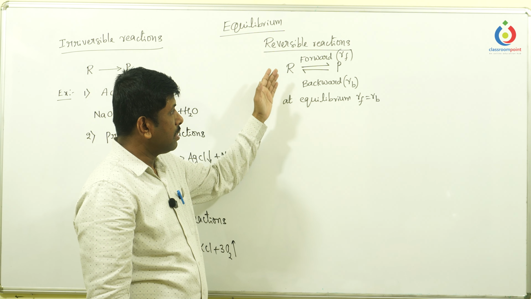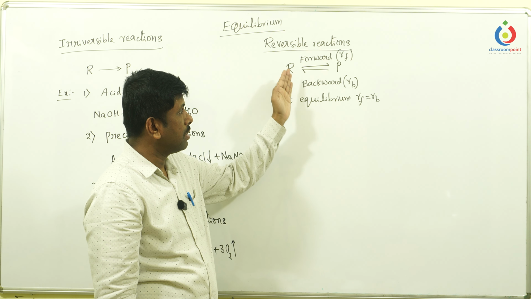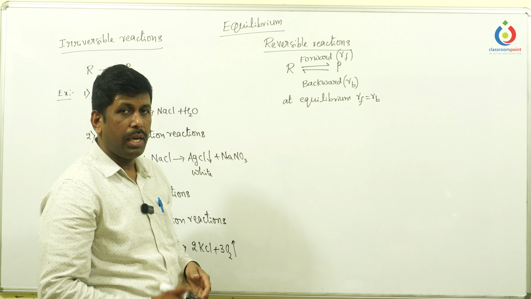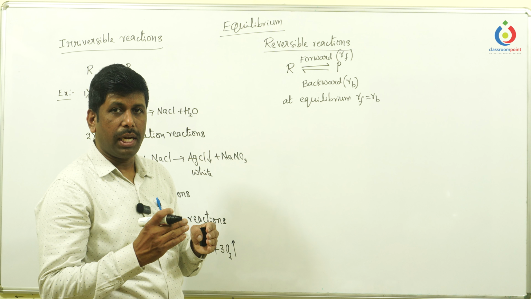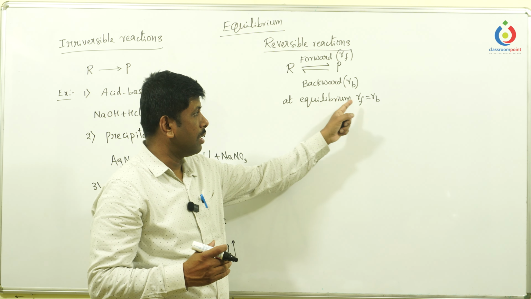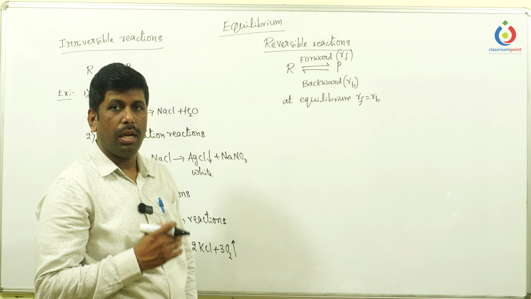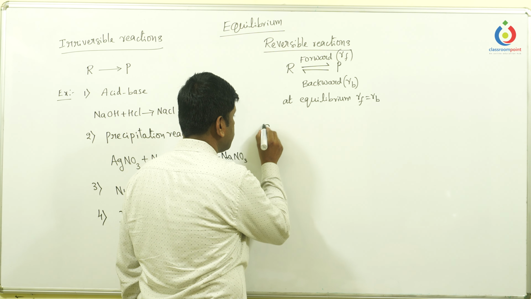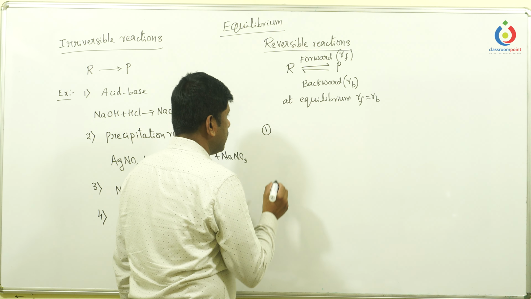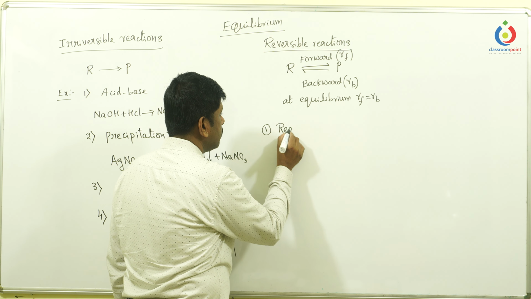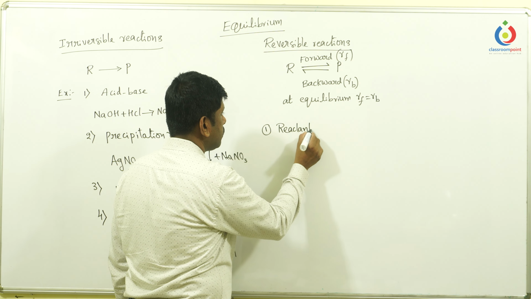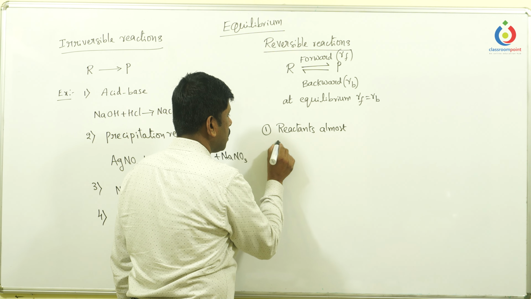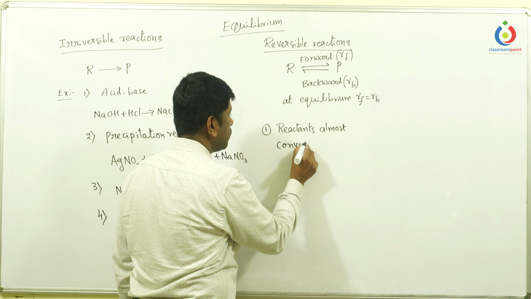This is based on the extent of reactions that are going to finish in the reversible processes. The reversible reactions are classified into 3 categories, where we will apply the concept of rate of forward reaction equals rate of backward reaction. The first category is the reactions in which reactants almost convert into products.